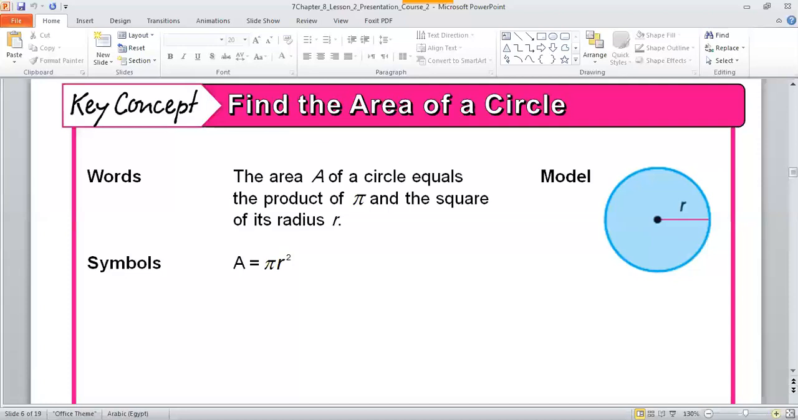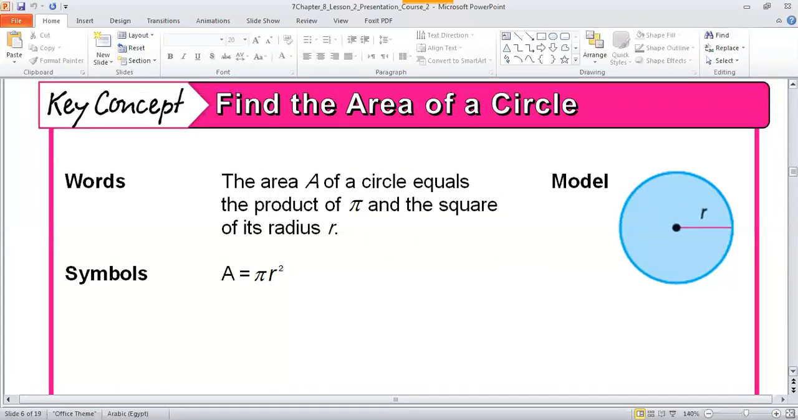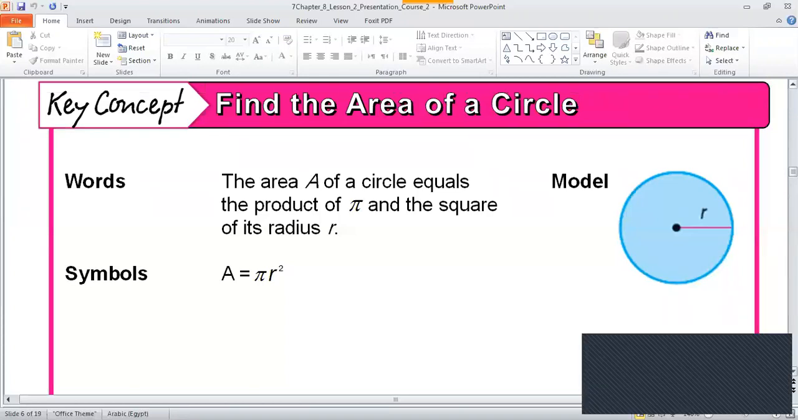So we need to read the key concept. Can you read the key concept, Faisal? Find the area of a circle. Words. The area A of a circle equals the product of pi and the square of its radius r. So the area here is equal to pi times r squared, right? The area of the circle is equal to pi times r squared.